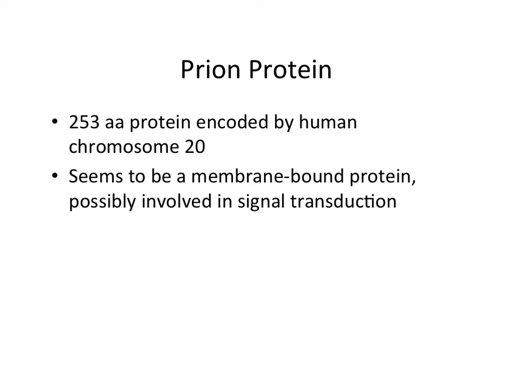Normal-ish gene. It's located on chromosome 20. It makes a 253 amino acid protein. The gene name is PRNP, prion protein. Okay. Have no idea what it does.